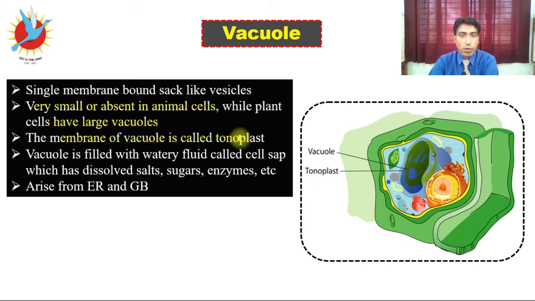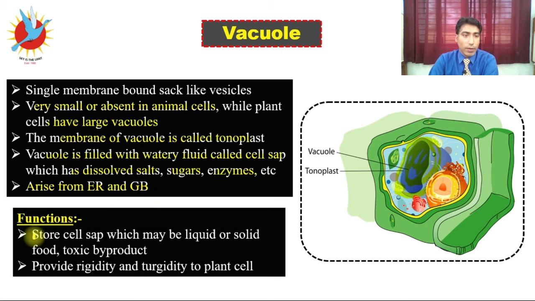The membrane of vacuole is called tonoplast. In this diagram you can see that this is the outermost covering, which is tonoplast. Vacuole is filled with the watery fluid called cell sap, which has dissolved salts, sugar, enzyme, etc. They arise from endoplasmic reticulum and Golgi bodies. So Golgi bodies and endoplasmic reticulums are responsible for the formation of vacuoles in the plant cells. Functions: vacuoles can store cell sap, which may be liquid, solid or food particles or even toxic byproducts. It provides rigidity and turgidity to the plant cells.